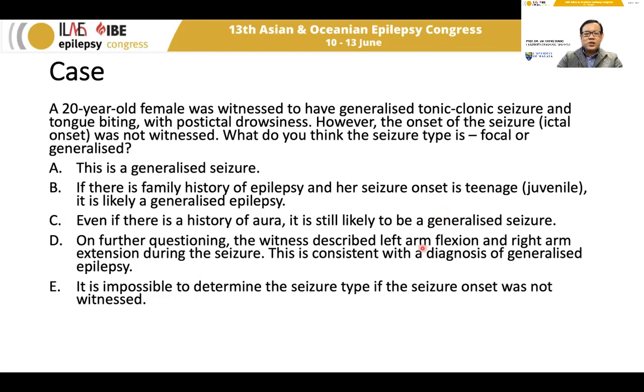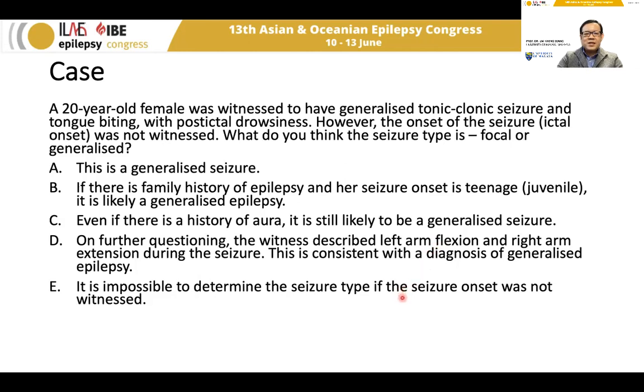D, on further questioning, the witness described left arm flexion and right arm extension. This is an asymmetric tonic presentation. Then we know that this is also likely to be focal epilepsy.